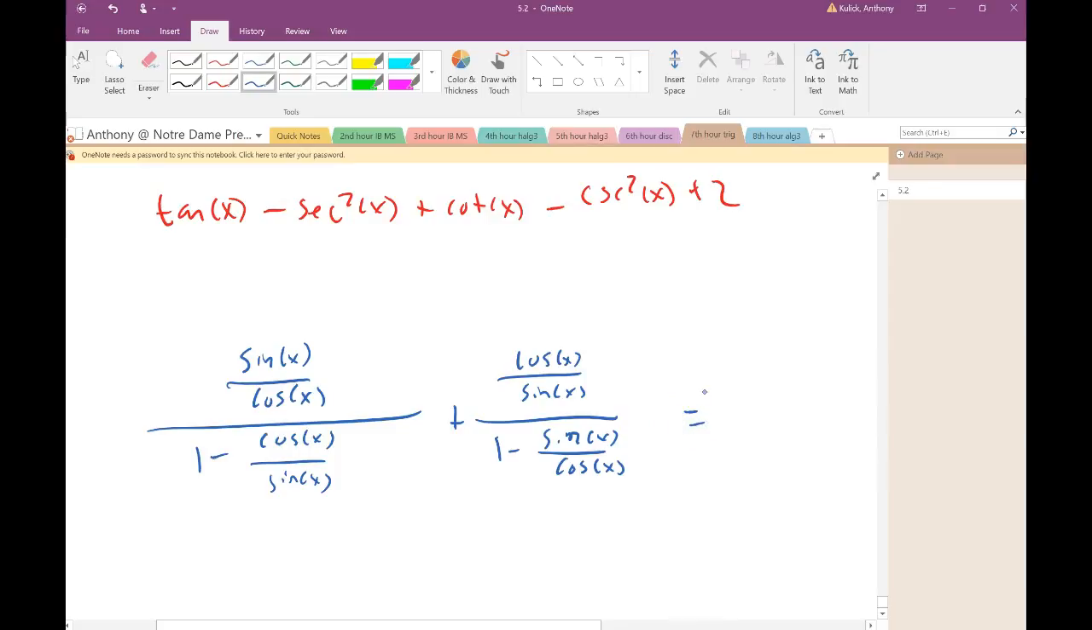So I've gone back and just rewritten everything in terms of sines and cosines. And I see, let's try doing this instead. So I'm going to multiply the top and bottom of this by sine x cosine x over 1. And the same thing here.